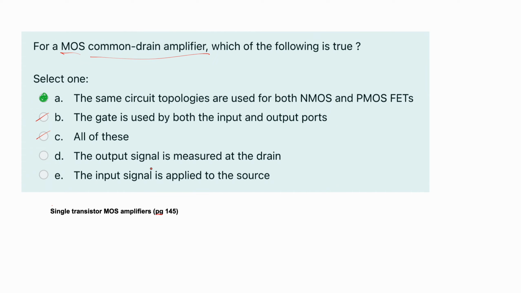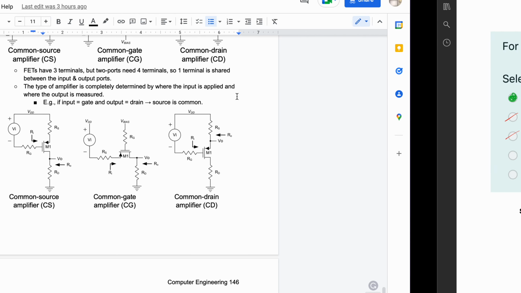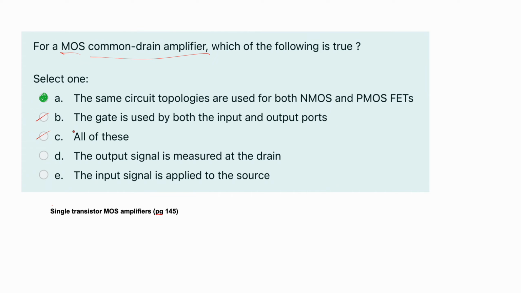It says the output signal is measured at the drain and the input signal is applied to the source. And what we just read is that the type of amplifier is completely determined by where input and output is applied and measured. So it can be measured at the drain and it can be measured at the source, but not necessarily. So these are going to be false, and the correct answer is A. That's how we would use the notes linked below the like button to solve for this problem.